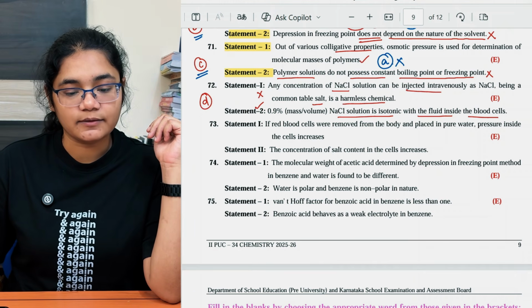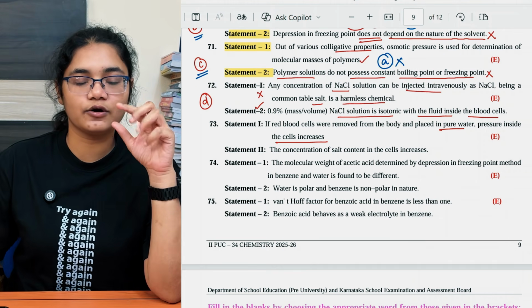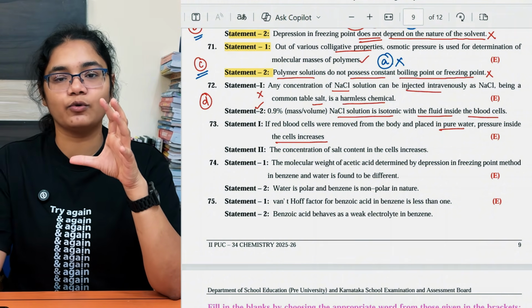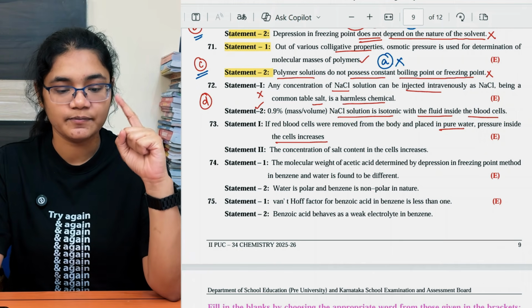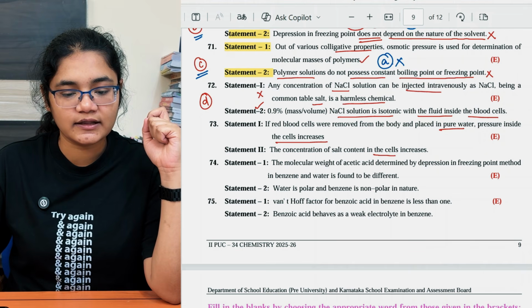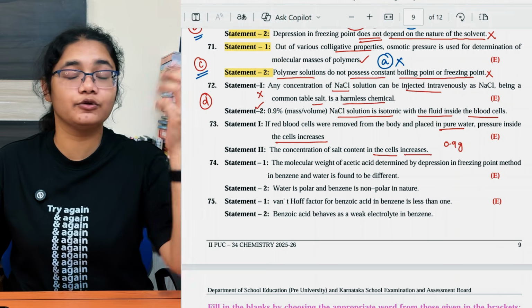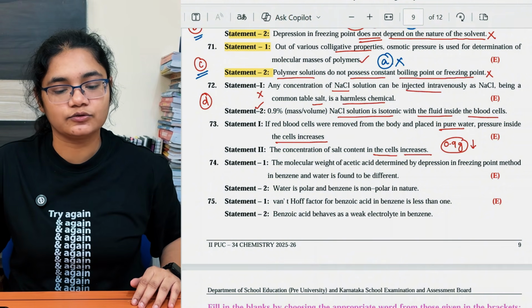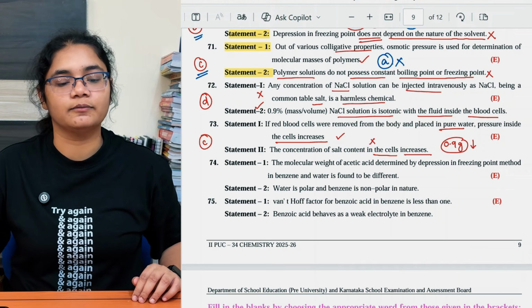Next, if red blood cells are removed from the body and placed in pure water, the pressure inside the cell increases. You know the concentration inside the cell is 0.9%. Now if you keep it in pure water, water will flow inside, endosmosis will happen, and the cell wall will feel the pressure increase. Now the concentration of the salt in the cells increases. No, see, 0.9 gram of NaCl was there. Now you have added more volume, right? If the volume increases, the concentration will decrease. So this statement is correct, but this statement is wrong. So the correct answer will be option C here.